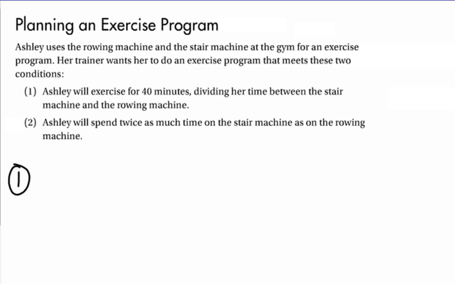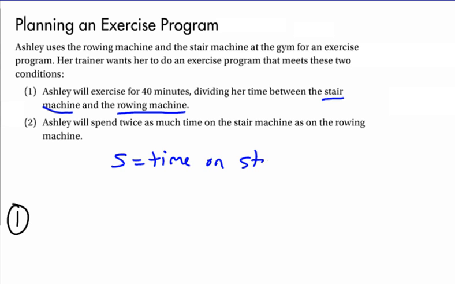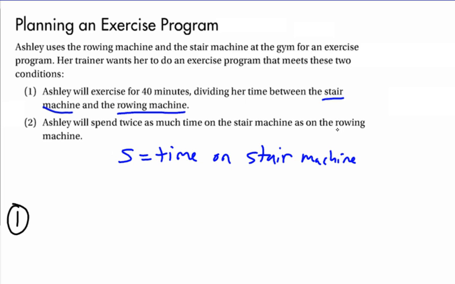All right, so we're going to make two variables. It doesn't necessarily just have to be x and y. So let's say our two things that we don't know are how long she's going to be on the stair machine and how long she's going to be on the rowing machine. Well, we can do x and y if you want, because otherwise stair machine we'd be using an S, and that could get kind of weird, but we'll try it. S is going to be time on the stair machine. Maybe we should look at the second one just to make sure we're dealing with time. Ashley will spend twice as much time on the stair machine as on the rowing machine.